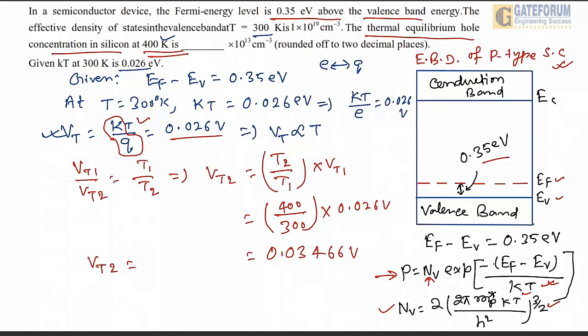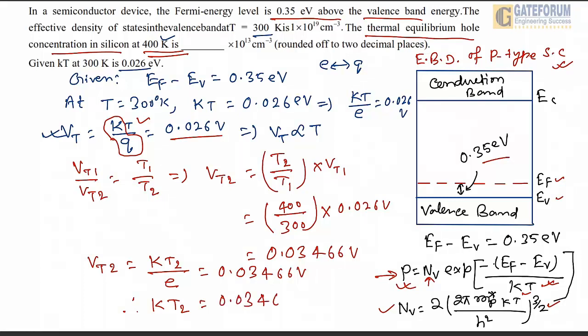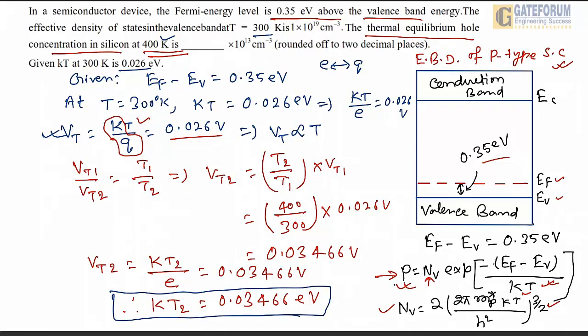And VT2 is what? This VT2 is equal to KT2 divided by E. So this is giving 0.03466 volt, or we can write it as the KT2 value, because we need to find out this hole concentration at T2 temperature. So we need to find out the value of KT2 at T2 temperature of 400 degree Kelvin. So this KT2 at 400 degree Kelvin is 0.03466 electron volt. This value we need to use for the further calculation of this P value.